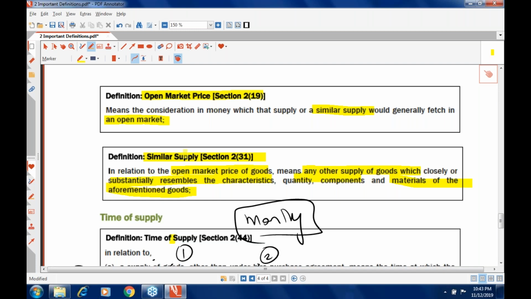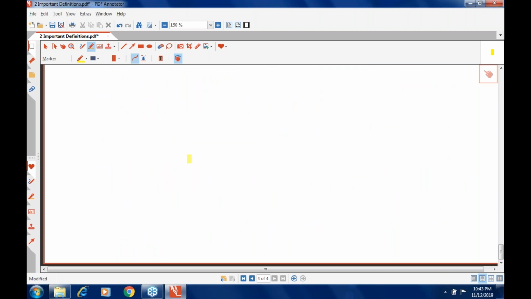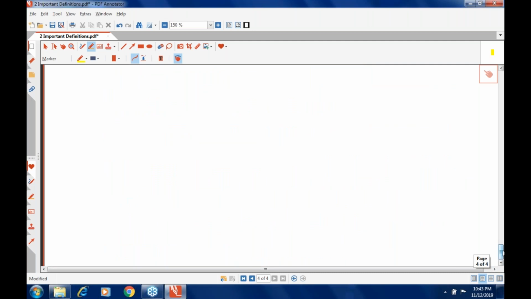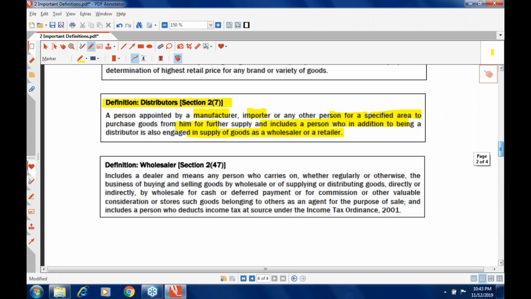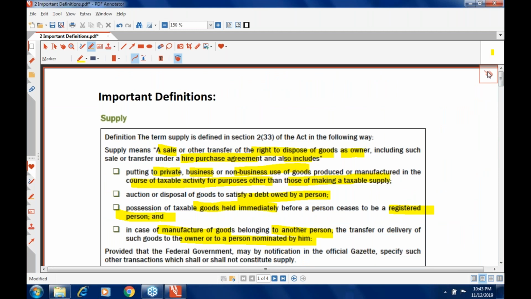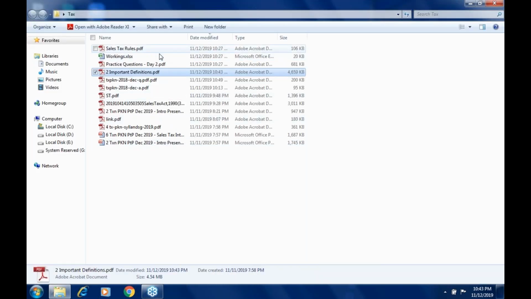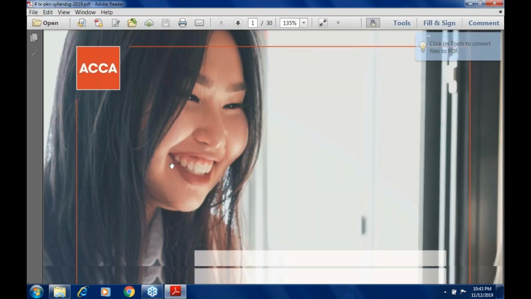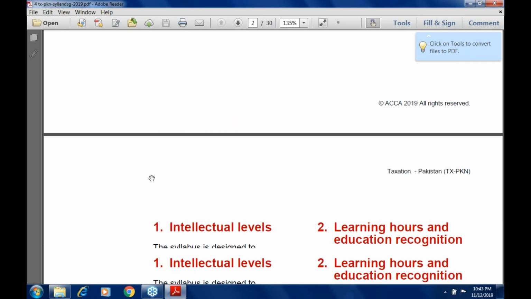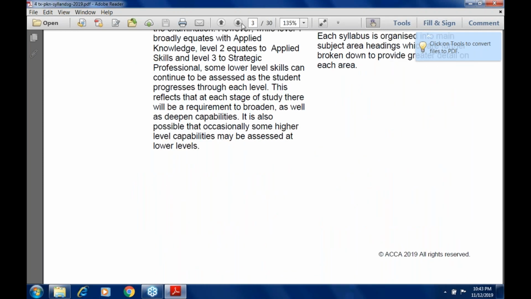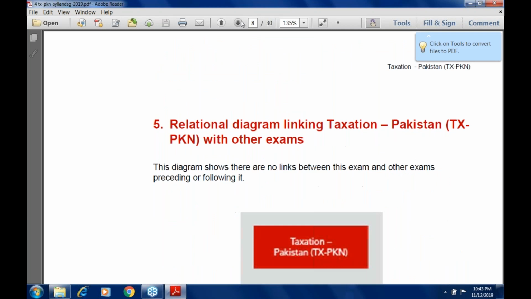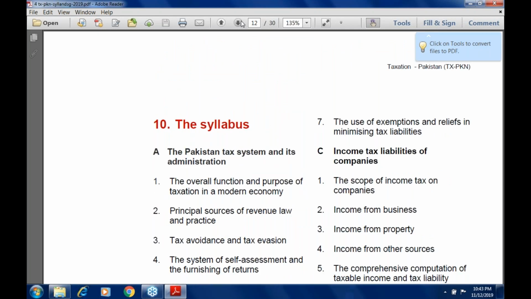Okay, let's move forward. The similar supply and the time of supply definitions are already done. So basically, these are a few important definitions that we have done. Now, in tomorrow's session I will, inshallah, be covering the other aspects of the syllabus. Let me go through the syllabus with you a bit so that you can have an idea of what exactly we are trying to achieve.